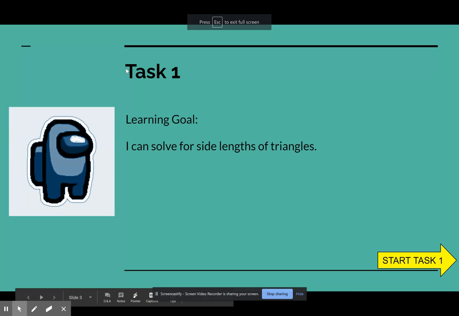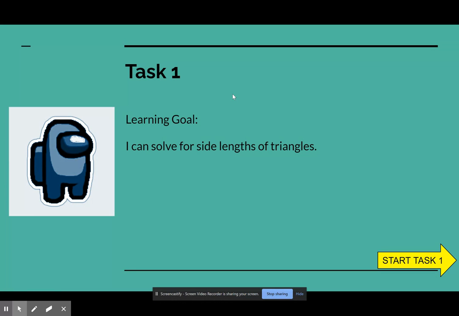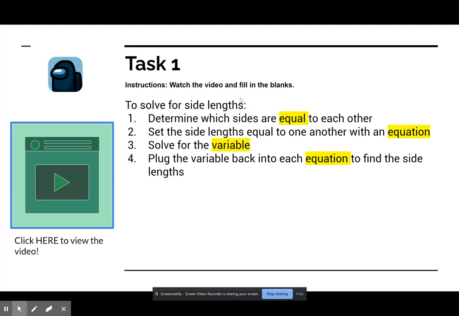Task 1 is that I can solve for side lengths of triangles. And so we're going to be using the types of triangles that we learned about in the past to do so. The steps to solve for side lengths are really just about setting up the right equation. So the first thing you need to do is determine which side lengths are equal to each other.